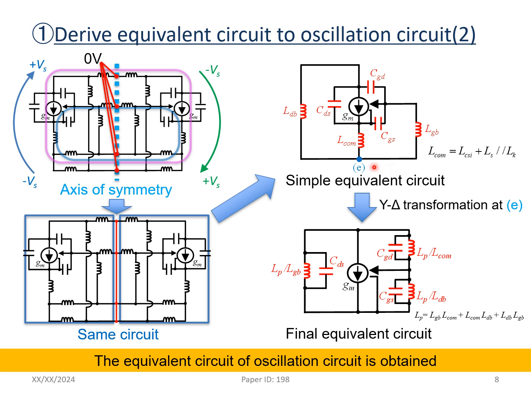This circuit has the star connection of parasitic inductance at node A or node E. So we apply the star-delta transformation at this point, and we also derive the final equivalent circuit. So this final equivalent circuit is the equivalent circuit of the oscillation circuit.